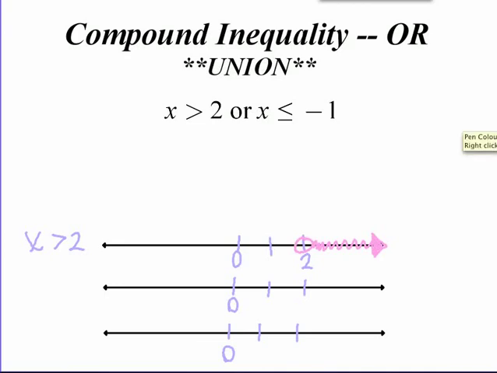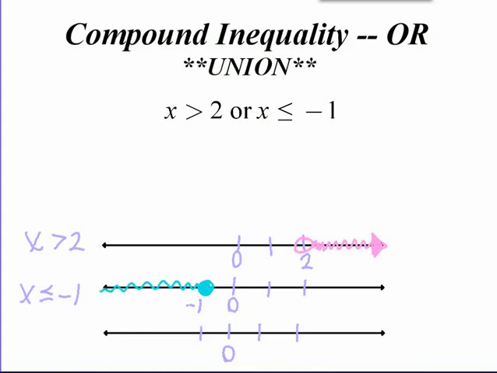Let's look at our next one. Our next one is x is less than or equal to -1. What can you tell me there? You have to have a closed circle on -1 and shade which way? Shade to the left.